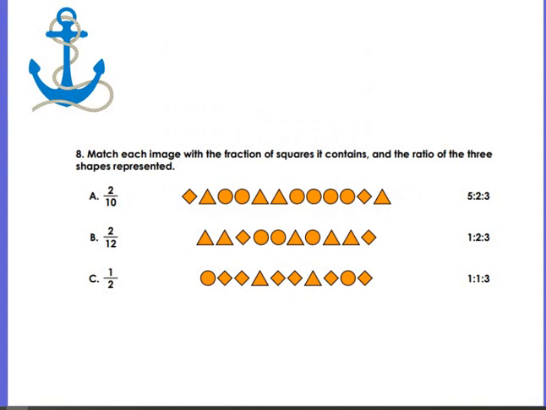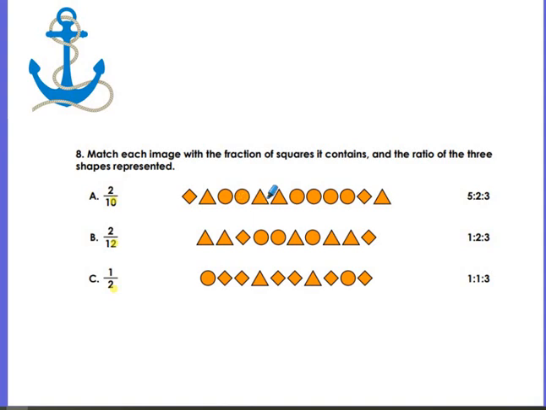So looking at our anchor task, match each image with the fraction of squares it contains and the ratio of the three square shapes represented. Yesterday we looked at fractions and we had these shapes here. And then we're moving forward with the ratio symbol on the right hand side. Again, we looked at the denominator as our first eliminator. So we looked at the denominator here. And today it's a bit trickier because we can't just count the objects like we did yesterday.